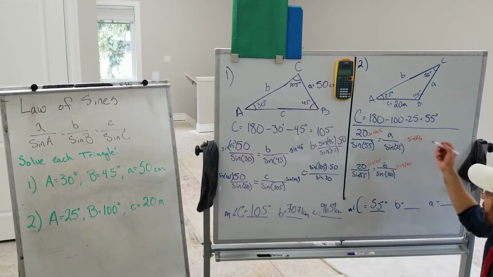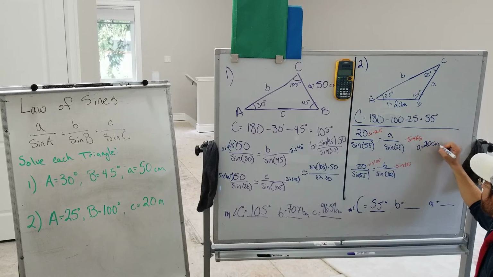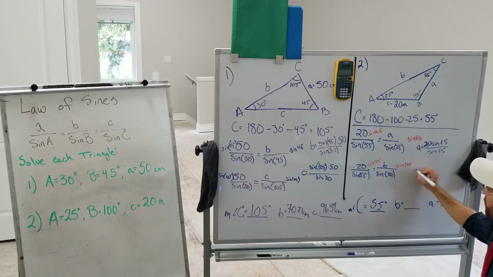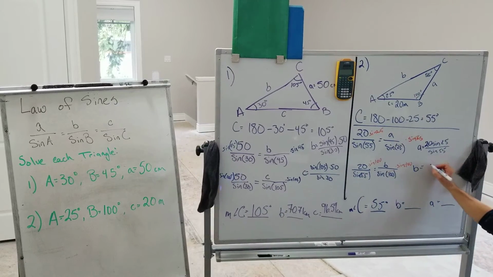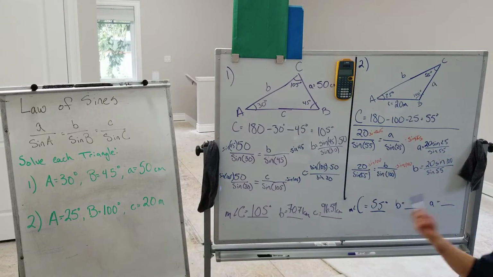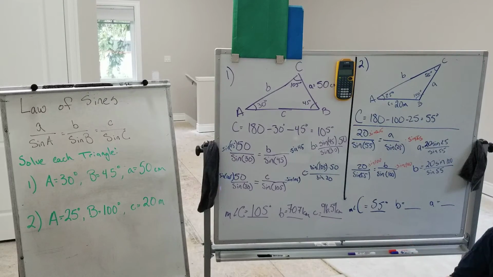I'm going to get here A equals 20 sine 25 over sine 55. And here, I'm going to get B equals 20 sine of 100 over sine of 55. I'm going to put both of those into my calculator, hit enter, and give the decimal approximation to the hundredths, or whatever the problem's asking for. If it's asking for the thousandths, you go up to 3 decimal spots.